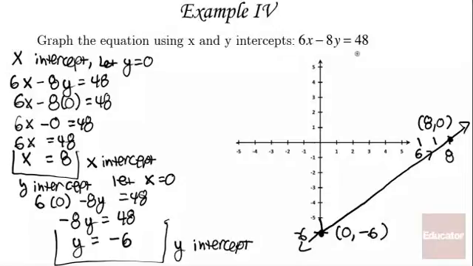I first found the x-intercept by letting y equal 0, substituting 0 for y in the equation, and determining that the x-intercept is 8. I then plotted that on the graph at the point 8, 0. For the y-intercept, I let x equal 0, substituted 0 in the original equation for x, and determined that y equals negative 6. So my second point is at 0, negative 6, and I can connect those 2 points with a line.